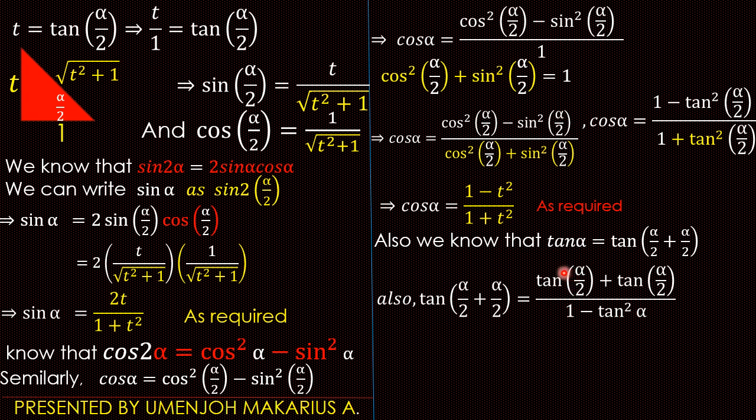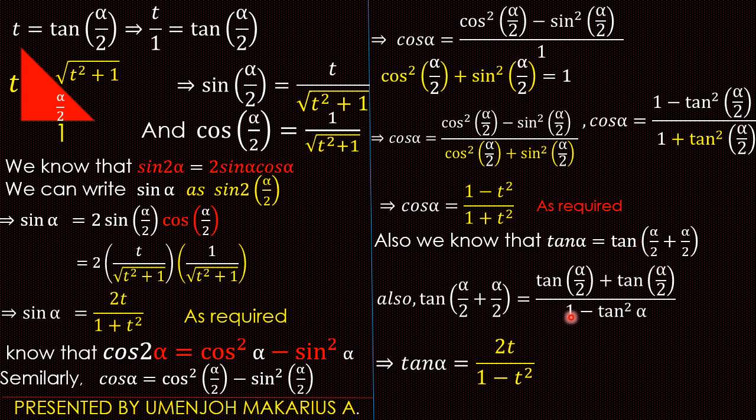We know that tan alpha over 2 has a value of t, right? So since we're adding two similar quantities, we're simply going to have 2t. So we are simply going to have our tan, because alpha over 2 plus alpha over 2 gives us just alpha, right? So we have tan alpha equal to, this up is going to give us 2t, because you're adding t plus t.